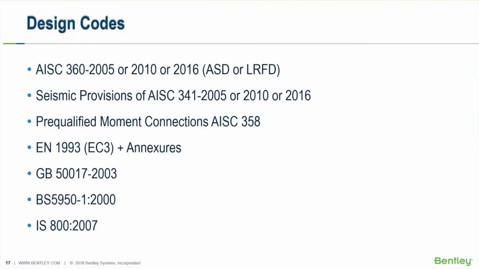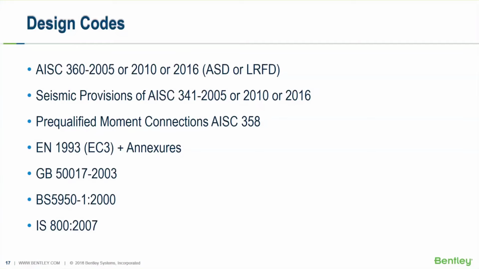Eurocodes with annexures, any kind of annexures you can use inside RAM Connection, the Chinese design code, the BS design code, and very recently, we have added the IS 800 2007 code. So we'll just have a look at it. But when I say that IS 800 2007 is implemented, let me tell you it has some limitations also, because I need to tell you very openly what has been implemented and what has not been implemented.